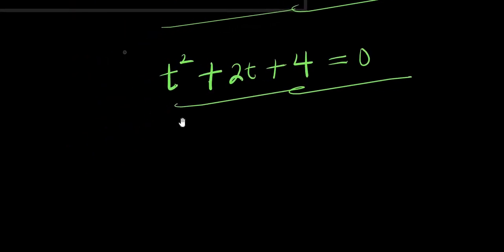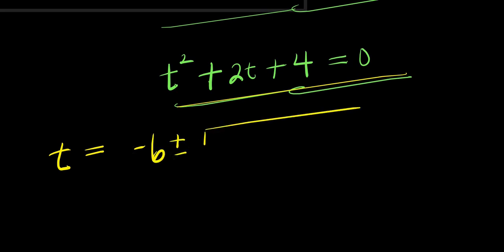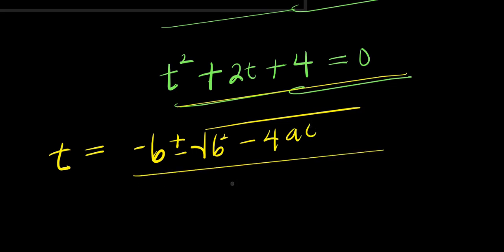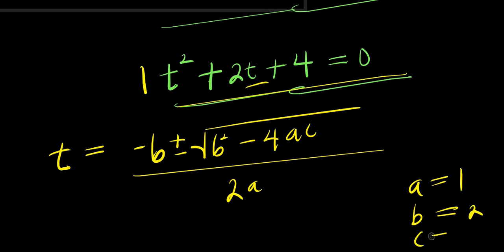Now, this becomes a quadratic equation that we are going to solve for t. We solve using the formula method. We have t equals negative b plus or minus square root of b squared minus 4ac, divided by 2 times a. a equals 1, which is the coefficient of t squared. b equals 2, which is the coefficient of t. And c equals 4, which is the constant here.